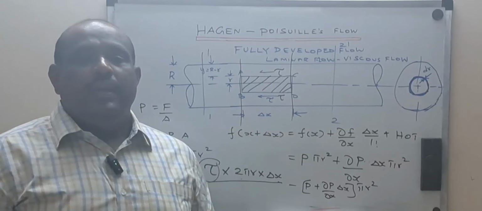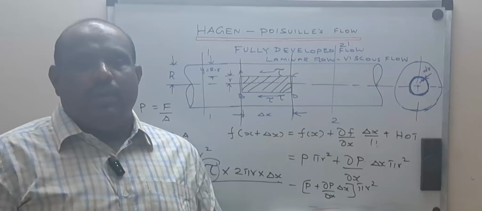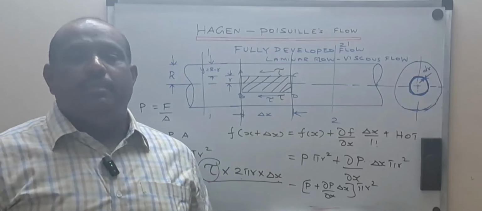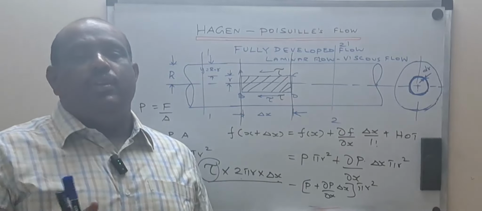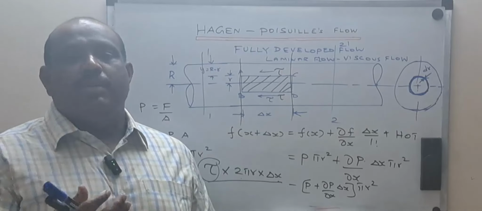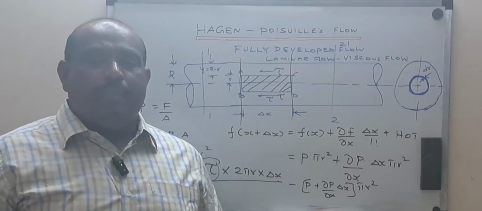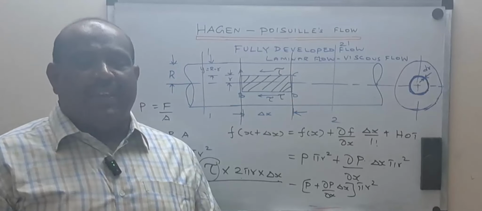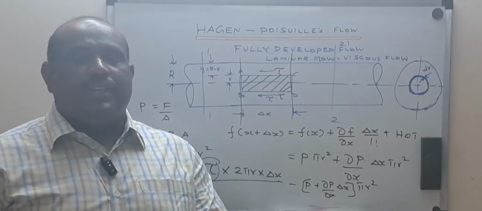So I will repeat now. We are having three forces. The one force is at the inlet, which is nothing but pressure into area. I want to know the pressure force at CD, which is given by Taylor series as P plus dou P by dou x into delta x of pi r squared. So these are the two pressure forces.